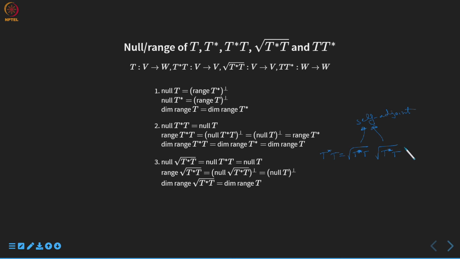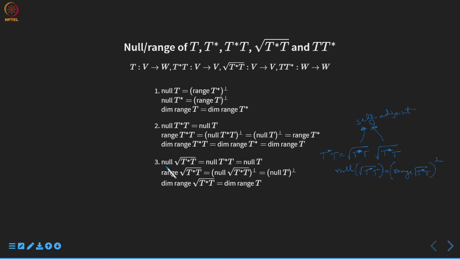So what will happen? The range of T star T and null of square root of T star T will be orthogonal complements, right? So at this point, null of square root of T star T is the range of square root of T star T perpendicular. Okay, so because of this, the only way to make T star T null is to also have square root of T star T going to the null space, right? So because the range of this and the null of the next one have a trivial intersection.